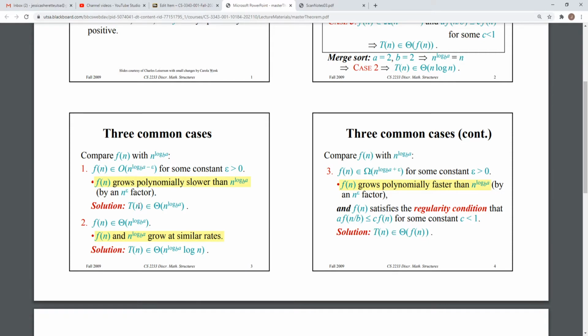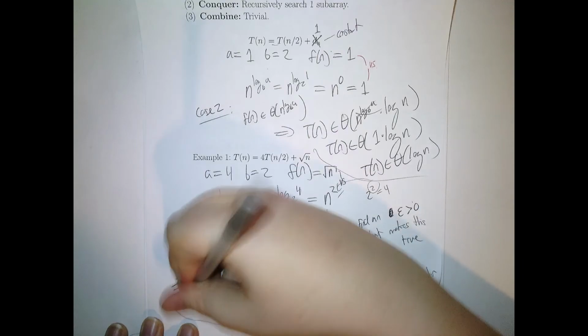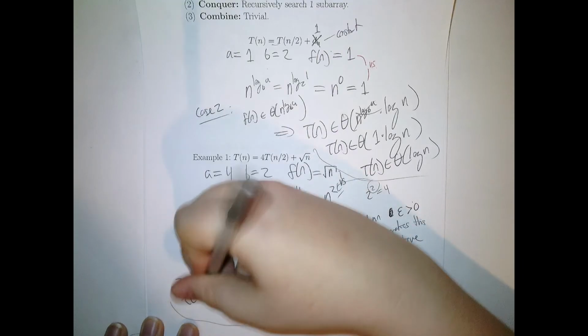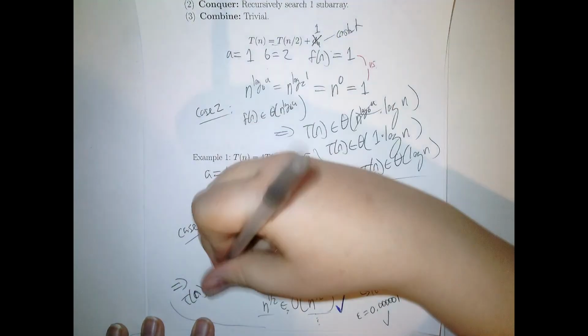Okay, and then because f of n is growing much slower than n to the log base b of a, this guy is growing polynomially faster, that guy is actually going to be our dominant cost. It turns out it completely overwhelms the f of n cost, and our cost will just be n to the log base b of a. That's kind of cool. So we conclude from that T of n is in theta of n to the log base b of a, which is n squared.